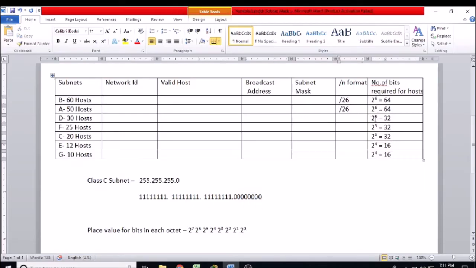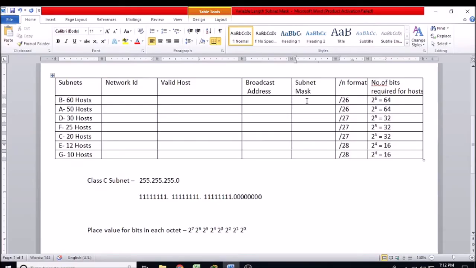Got it? And the next one is 5 bits required for the host. So the remaining we can give for subnetting, right? So take only the 5 bits. The remaining are 3 bits here, right? So 24 plus 3 is going to be 27. And here also we have 5 bits only, so it is /27. And here we need only 4 bits, right? So 4 bits for the host and the remaining 4 bits for the subnetting. So 24 plus 4 is going to be 28. Got it? So now we have written it in the /n format.